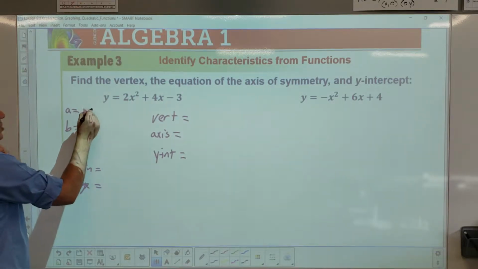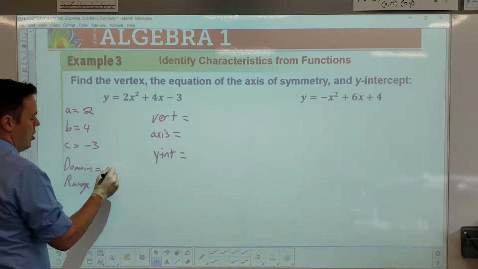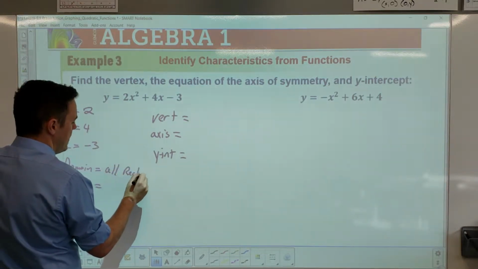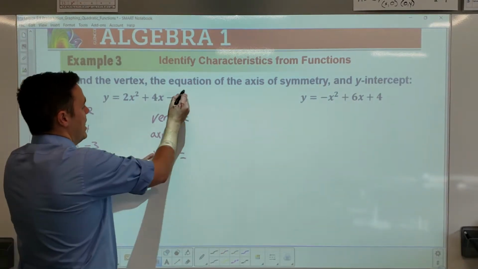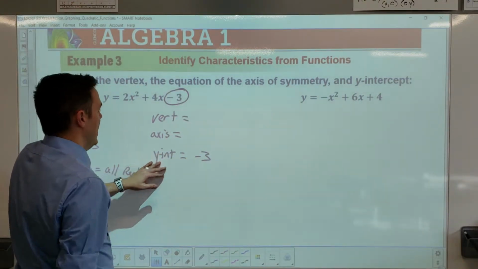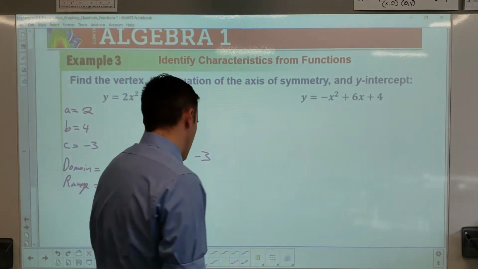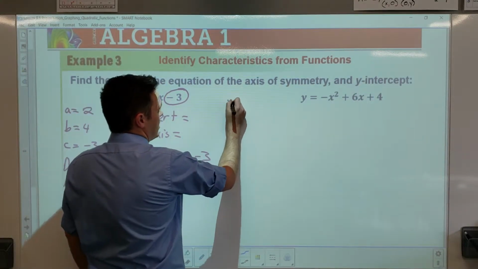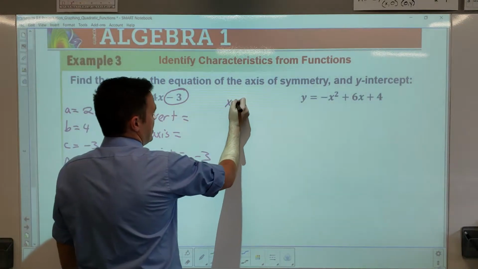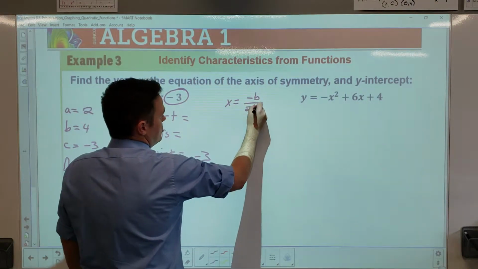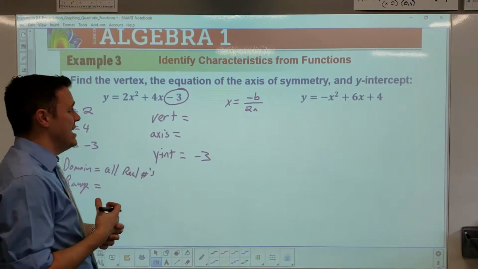A value would be 2, B would be 4, C is negative 3. Domain, all real. And from this, I do know my y-intercept is going to be negative 3. Now, there is a formula you can use if you don't want to graph it, you technically can solve, which would be x equals negative b over 2a. I showed that in all the classes today. So I want to make sure you guys can do this.